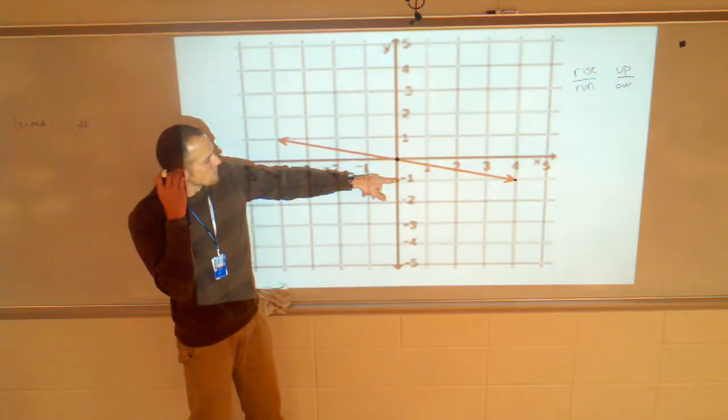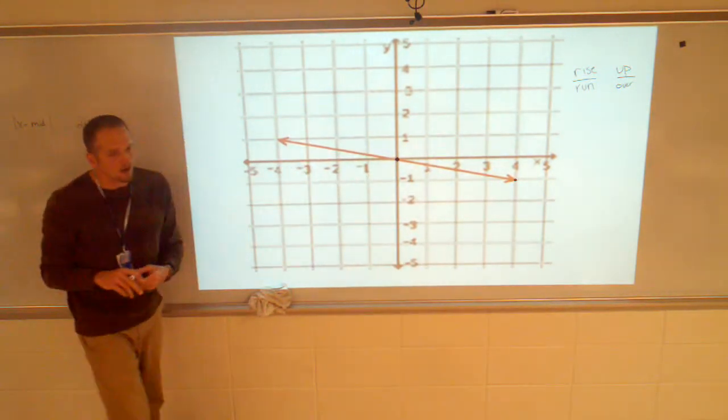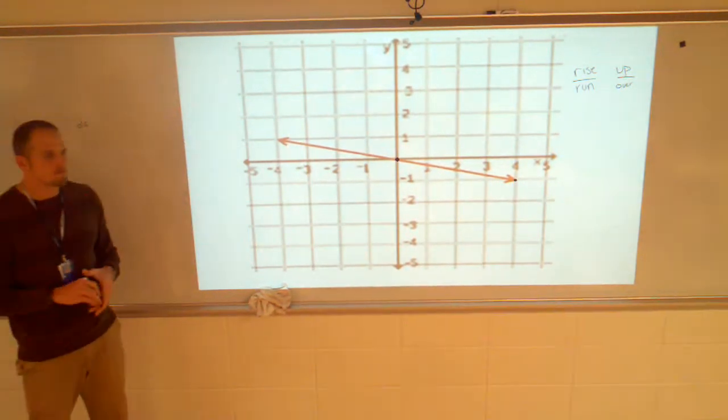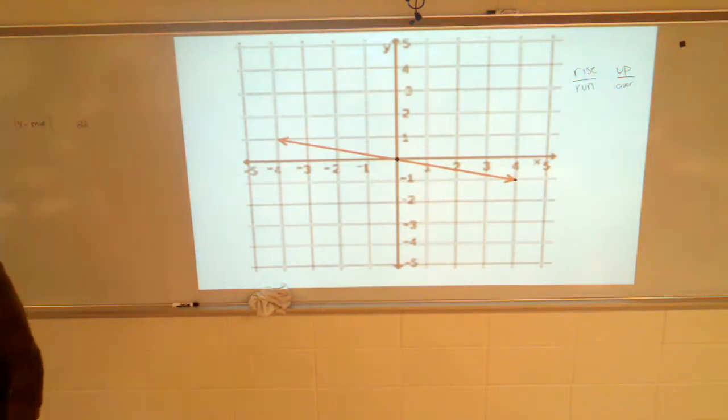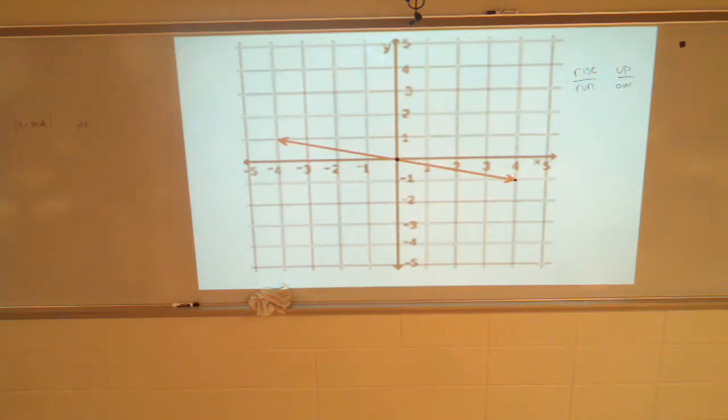So I want everybody to find the slope of this line. Find the slope of this line. How much do you go up? How much do you go over?